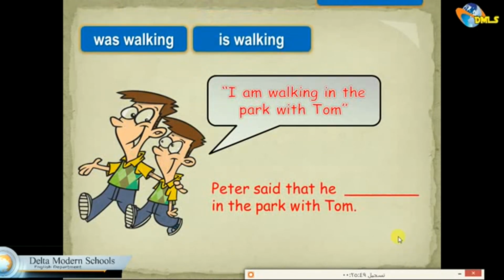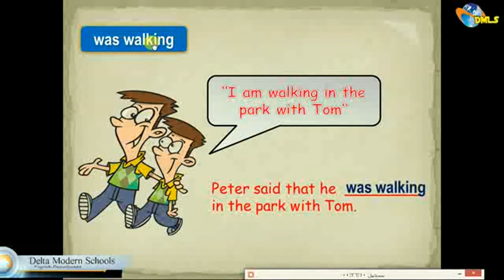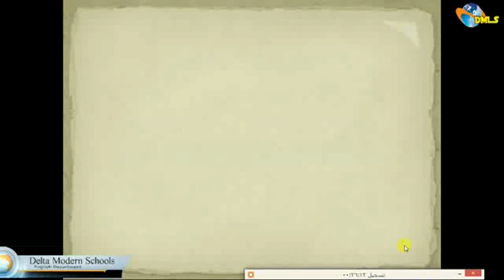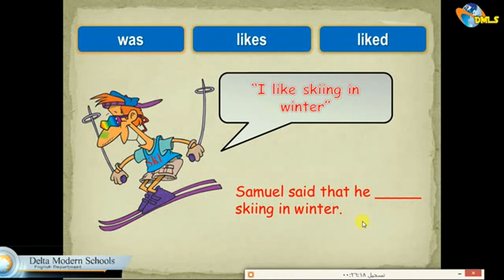"I'm walking in the park with Tom." So Peter said that he in the park with Tom. Was walking, is walking, or walked. What will you choose? Walked, or was walking, or is walking? It will be was walking. Great. Last one. "I like skiing in winter." So someone said that he's skiing in winter. Was, likes, or liked? Liked. Let's see. Great.